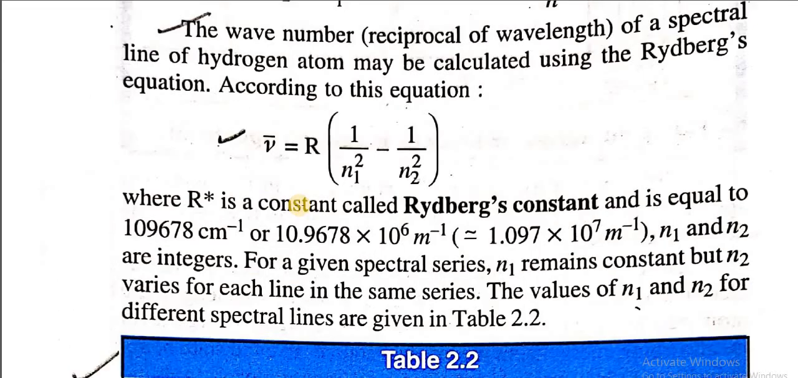This formula, as we discussed just now, once again, because this equation is very, very important, we'll be doing the numericals based on this. So the wave number, that is 1 by lambda, equals R, the Rydberg constant, times (1 by n1 square minus 1 by n2 square), where R is a constant called the Rydberg constant and is equal to 109678 per centimeter, or in meters it is 10.9678 into 10 power 6.